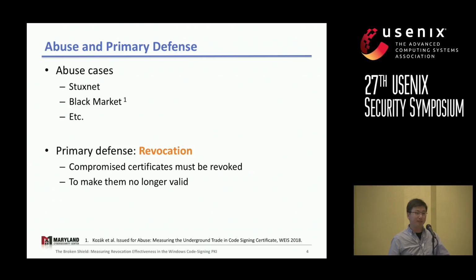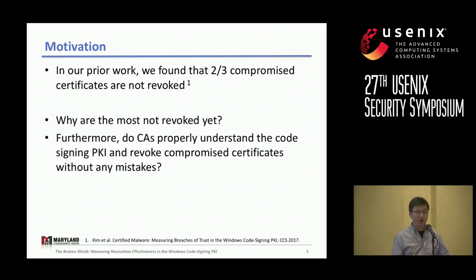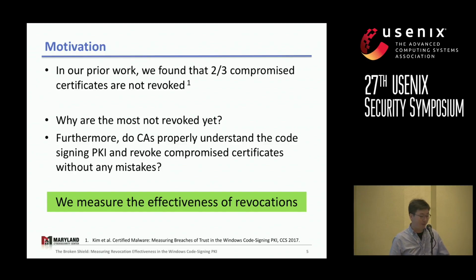So the primary defense against this abuse is revocation. All compromised certificates should be revoked by the CA. In prior work, we found that two thirds of compromised certificates were not revoked yet. So this is our motivation. We wonder why the compromised certificates are not revoked yet. Furthermore, do CAs properly understand the code signing PKI, and do they properly revoke compromised certificates without any mistake? So in this paper, we measure the effectiveness of revocations.